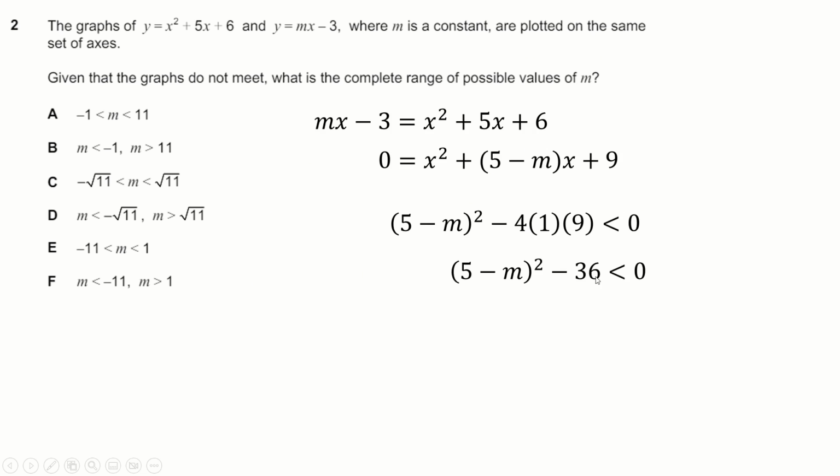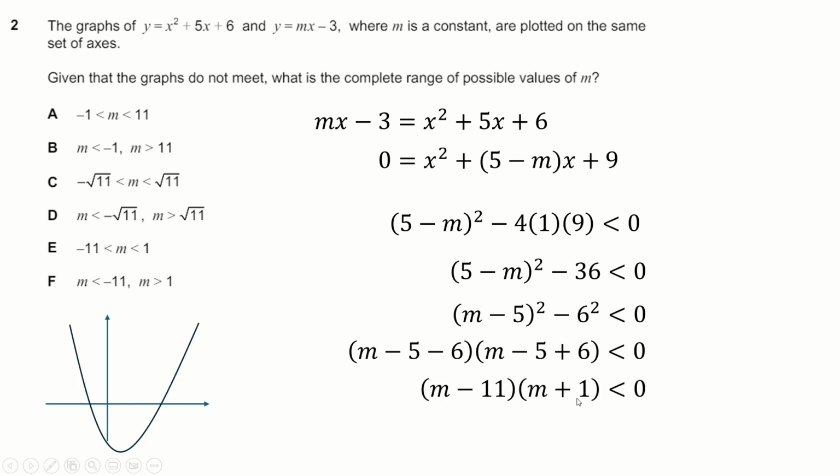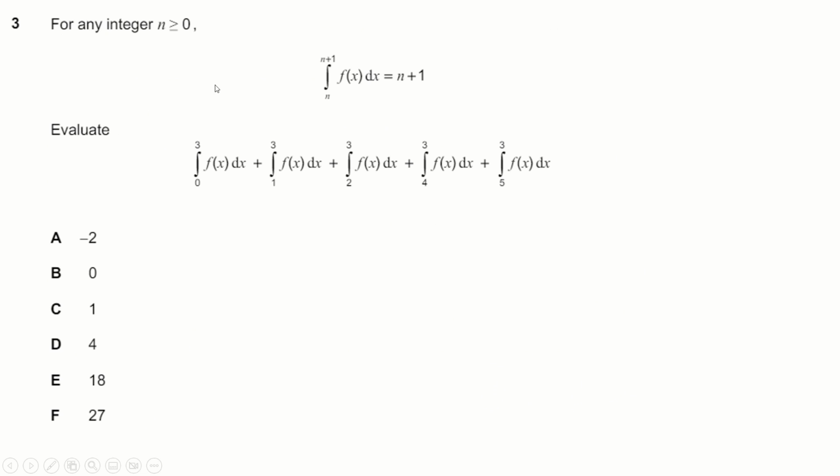At this point, I decided to be super fancy because I was bored. This can be written as 6 squared. This can be swapped over because when you square something, it's the same as squaring the negative of it. And then this is a difference of two squares, so it ends up being like this. And if we're less than 0, we want to be in between the two roots, right? The roots being 11 and minus 1. So we're going to want to be this one here of A.